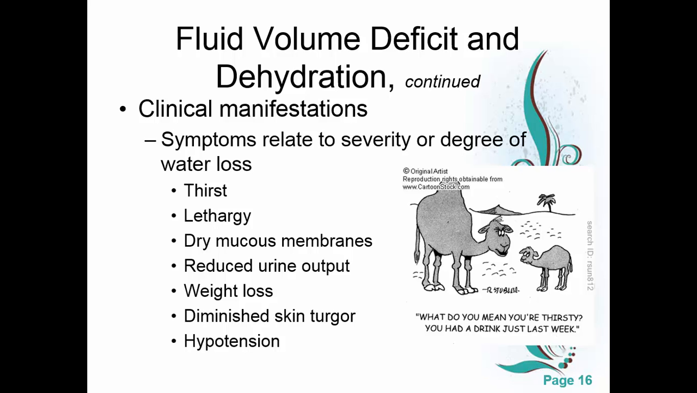Other manifestations that you may see: poor skin turgor, which is hard to determine in the elderly because they don't have good skin turgor anyway. But usually tongue turgor is not affected by age, so you can assess the tongue for size, dryness, and longitudinal furrows.